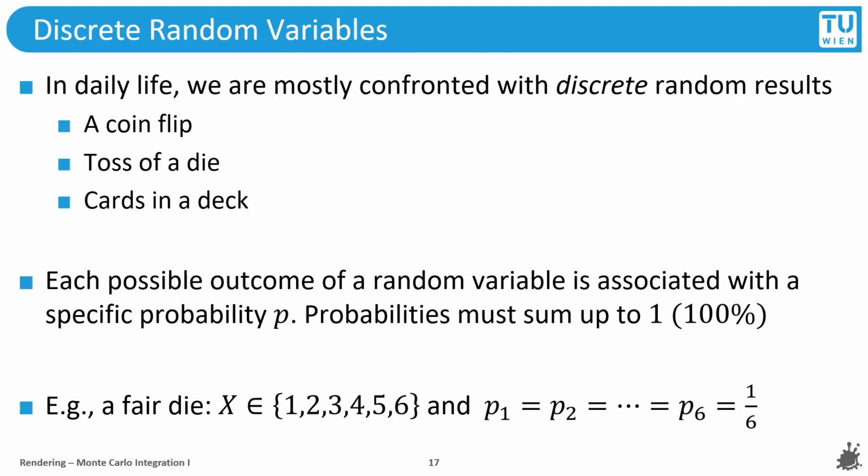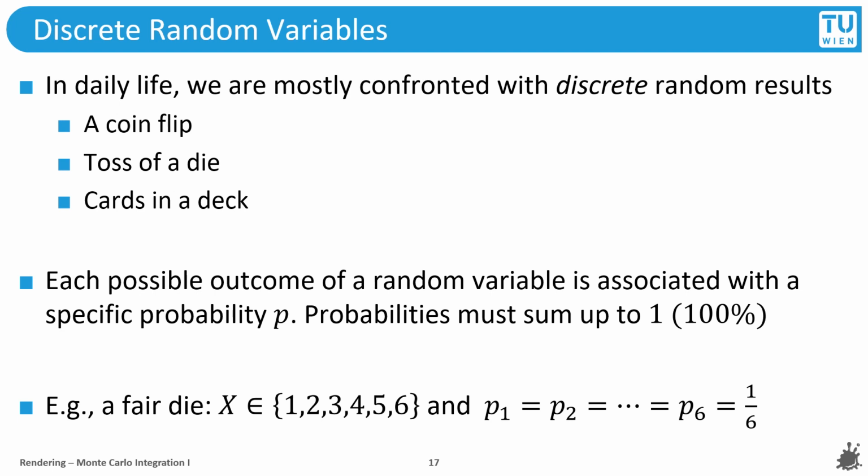First up, we will look at discrete random variables, because those are the ones that we are most often confronted with in daily life. For instance, a coin flip or the toss of a die or cards in a deck are all instances of discrete random variables. Each possible outcome of a random variable is associated with a specific probability, and those probabilities must sum up to 1 or 100% over all the possible outcomes of a random variable.